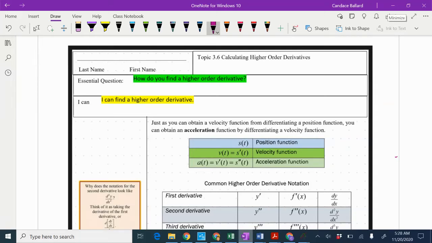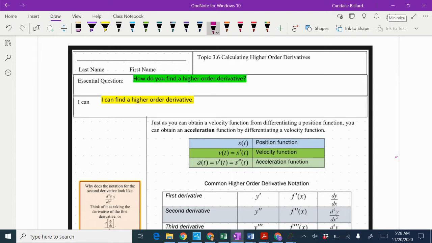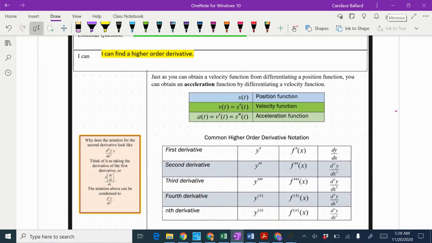In this video, we're going to talk about topic 3.6, which is calculating higher order derivatives. Our essential question is, how do you find a higher order derivative? And our I can statement is, I can find a higher order derivative. So basically, the basis of this is you can just keep taking derivatives.